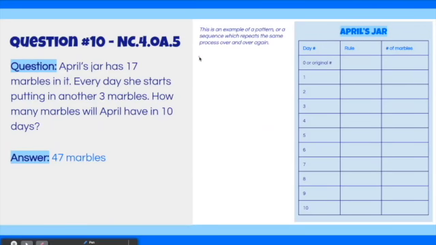So in this case, you'll be figuring out the rule of the pattern of how April is adding marbles to her jar. So J is for jar. And we know that her jar already has 17 marbles in it before she starts adding marbles. And then every day, she adds 3 marbles. So 3 times the number day it is. So for example, on the 5th day of adding marbles, 3 times 5 is 15, there will be 15 new marbles that weren't there on the original day.